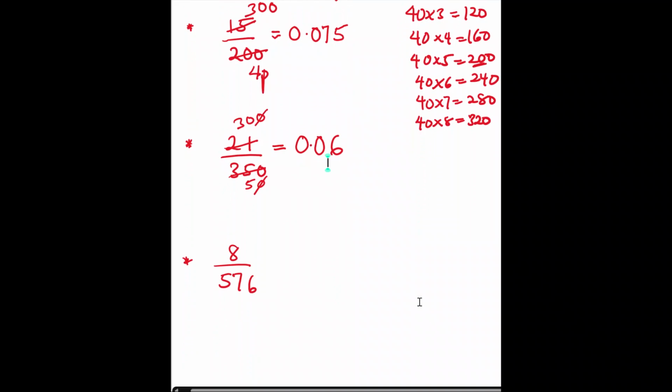The last example we have is 8 divided by 576. So now let's see if we can use 8 to divide both sides. 8 divided by 8, and 576 divided by 8. 8 times 9 is 72. 8 times 1 is 8.